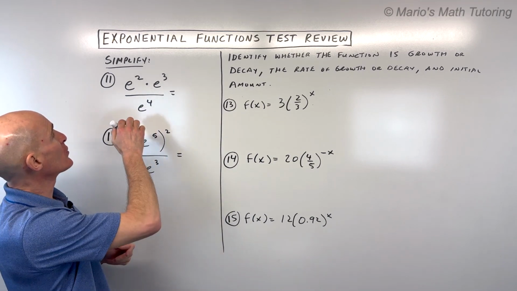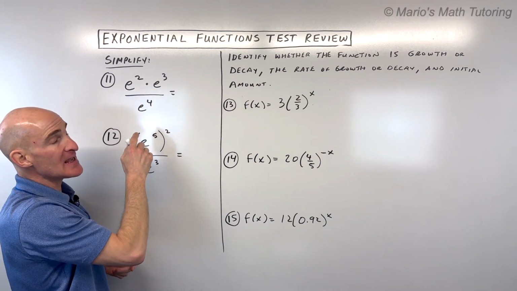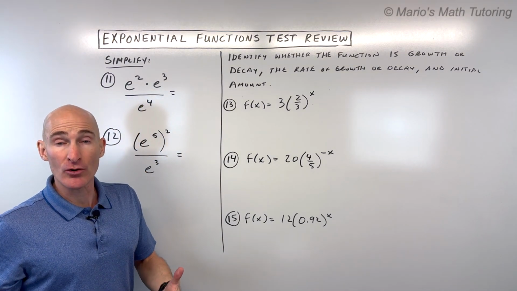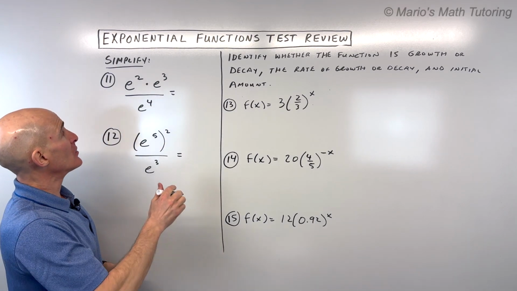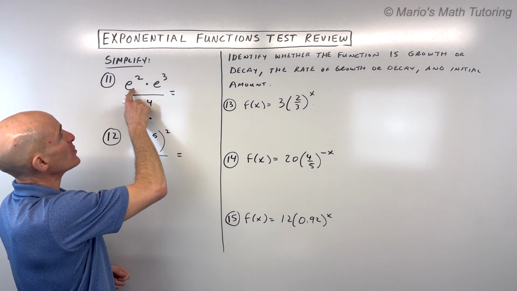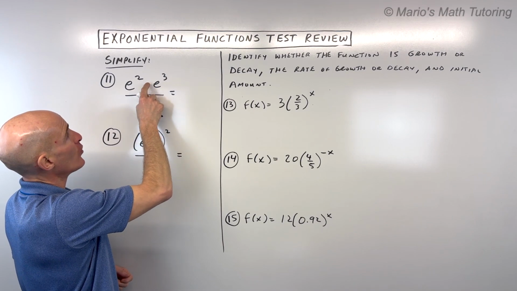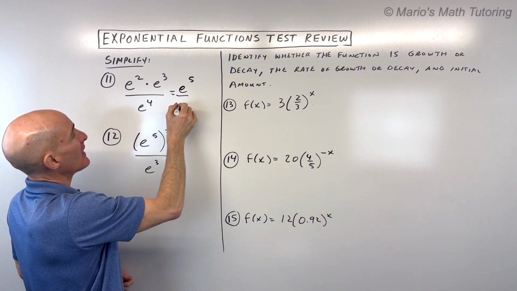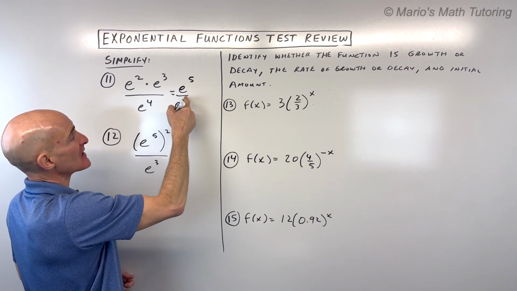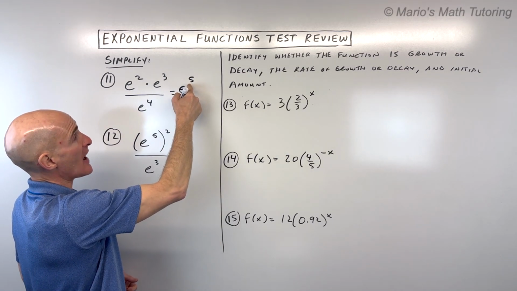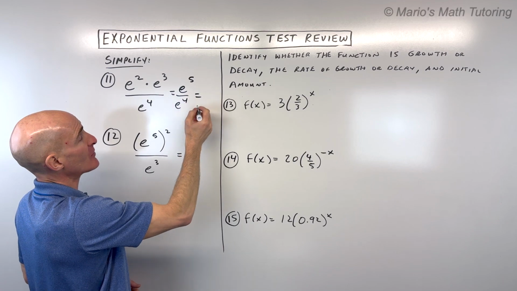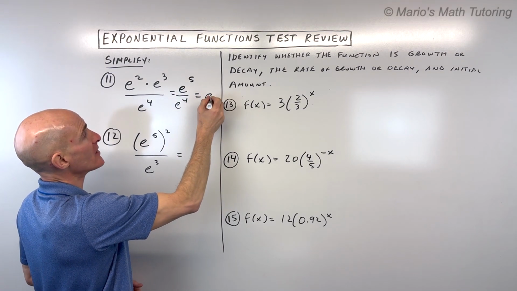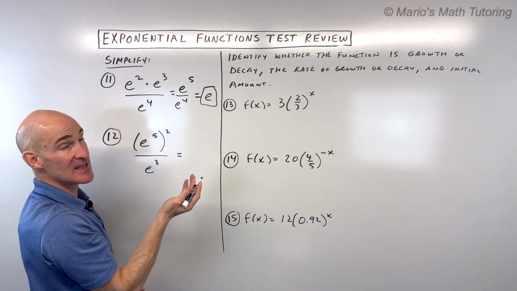If I was going to do number 11, remember the e represents our natural base e, or Euler's number, and you can treat it just like a variable. When you multiply and the bases are the same, what do you do to the exponents? You add, so 2 plus 3 is 5. And when you divide and the bases are the same, what do you do to the exponents? You subtract. You take the numerator's power minus the denominator's power. 5 minus 4 is 1, so this would be e to the first, or you could just say e.